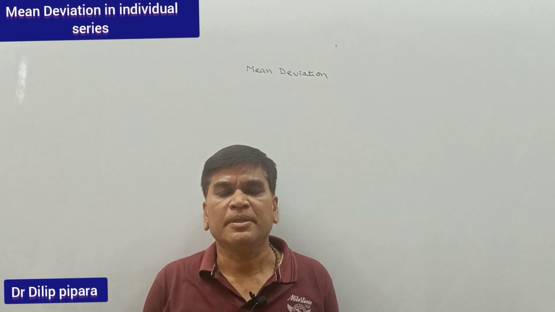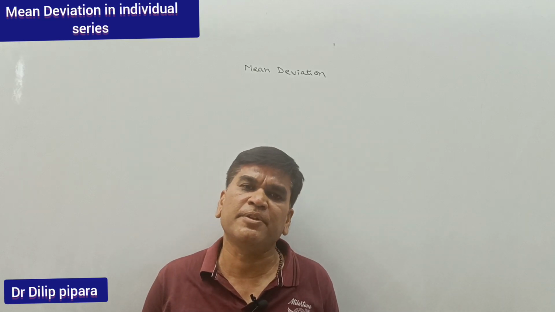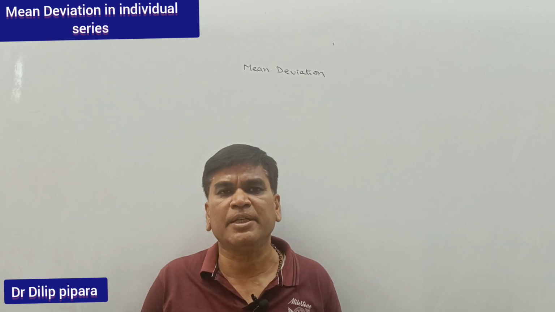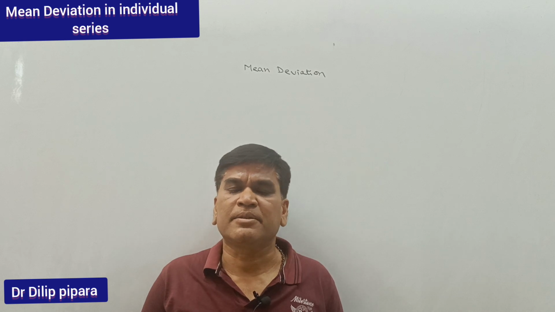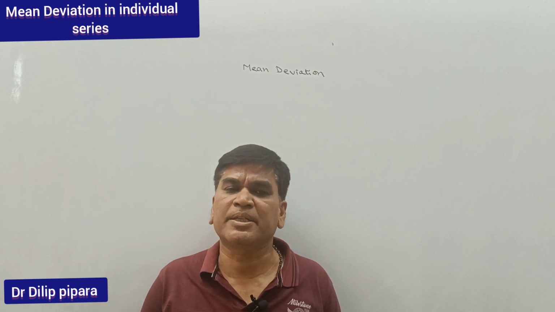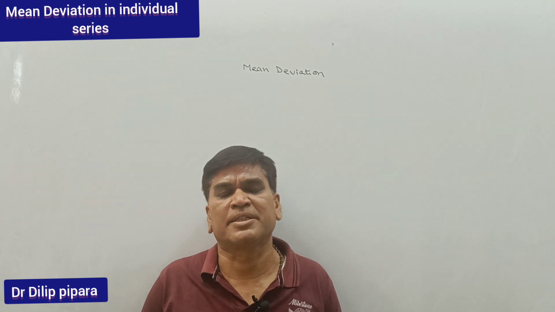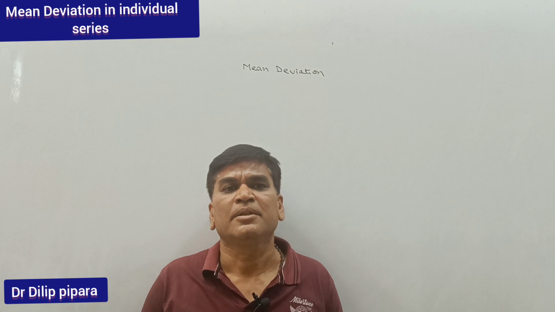In the chapter on dispersion, we have already discussed two methods of dispersion. First, we discussed the range method and how to calculate the range. Secondly, in another video we discussed quartile deviation and how to calculate it, whether the series is discrete, individual, or continuous.